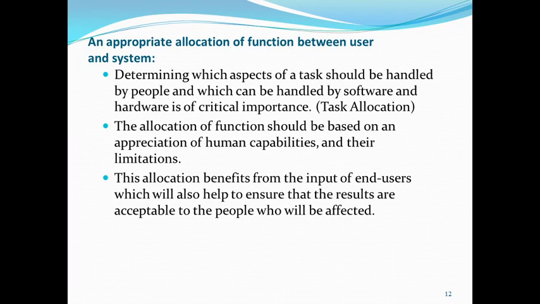So, an appropriate allocation of function between user and system. Determining which aspects of a task should be handled by people and which can be handled by software and hardware is of critical importance. So task allocation needs to be done. The allocation of function should be based on an appreciation of human capabilities and their limitations. You must allocate those tasks which are possible for humans and where the human brain is really going to be useful. This allocation benefits from the input of end users, which will also help to ensure that the results are acceptable to the people who will be affected.